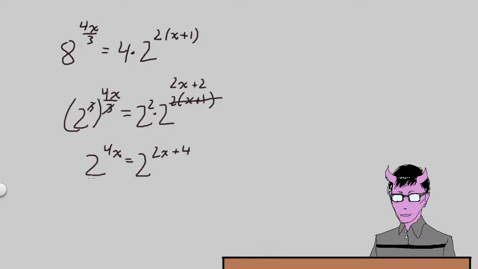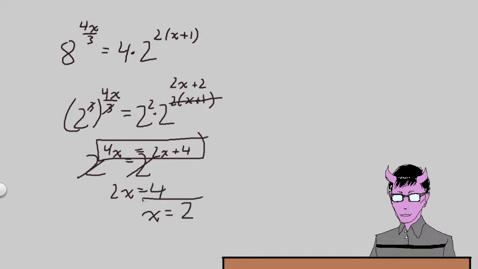We arrive here. This is a constant base, so it's safe to drop the base and acknowledge that the exponents are equivalent. Subtract 2x from both sides, so 2x is equal to 4. Finally, solving for x, 2. And we're good to go.